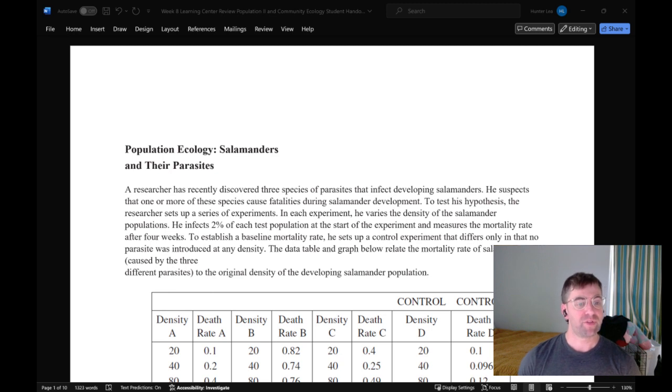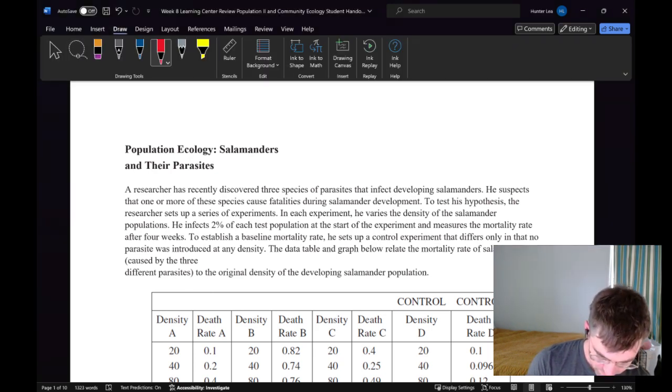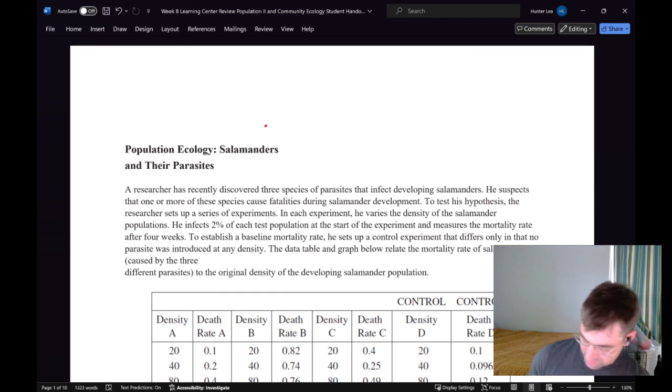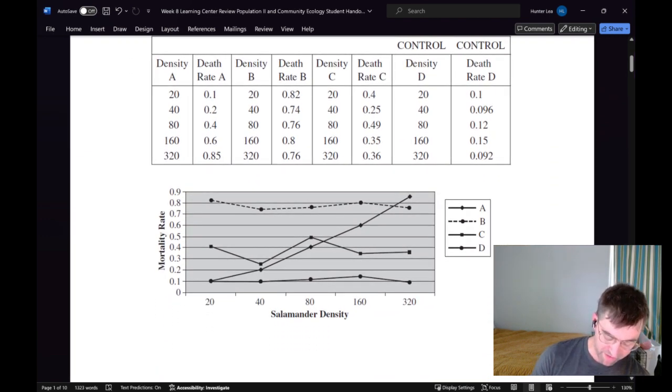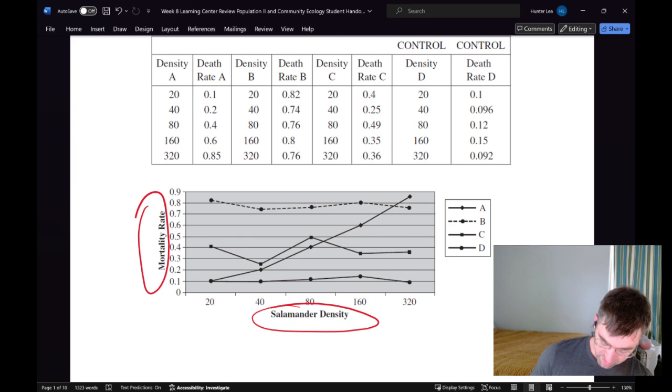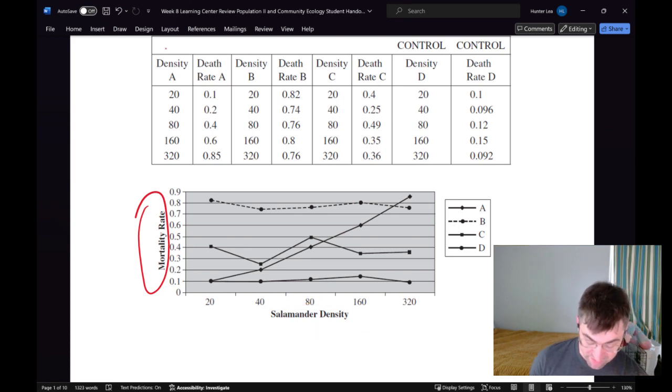And the data table and graph below relate the mortality rate of salamanders caused by the 3 different parasites to the original density of the developing salamander population. This is a really fantastic science literacy problem. We already laid out what our variables are, but I will always orient myself to any graphs that we have. We have mortality rate on our y-axis, salamander density on our x-axis. We can see that density remains the same or increases at regular intervals for all of the test subjects, so that's just good experimental design. And then density D and death rate D, this is our control.